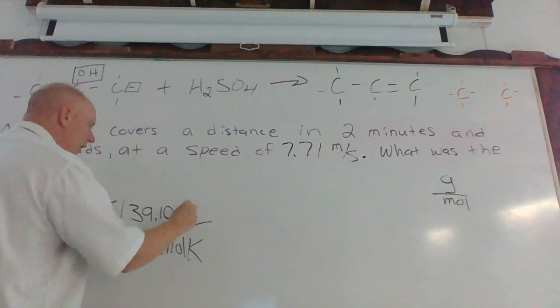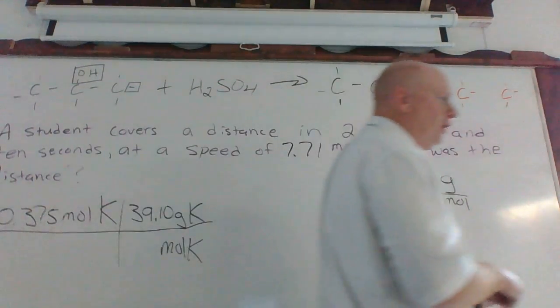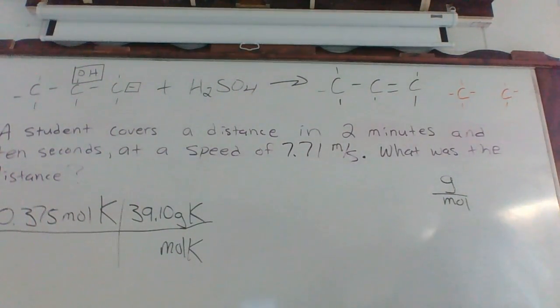So remember how we had talked about yesterday, we got our container and we used sulfur as an example. If we had 32.06 grams of sulfur in this container, we have 1 what? Mole. If we put 39.10 grams of potassium in this container, we've got one what? We've got 1 mole.